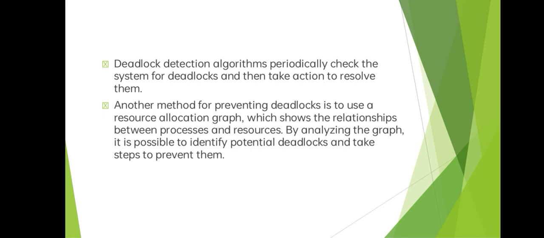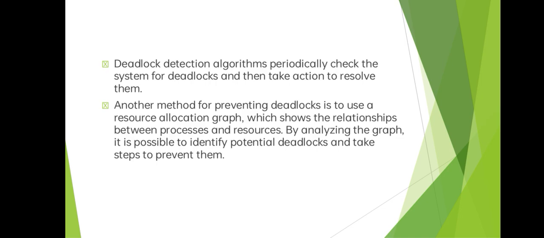So prevention means that the deadlock is not allowed to happen in the first place. Avoidance means it checks whether the condition for deadlock will occur or not, and if it will occur, it solves it. And deadlock detection again detects whether a deadlock has occurred or not. Deadlock detection algorithms periodically check the system for deadlocks and then take action to resolve them.